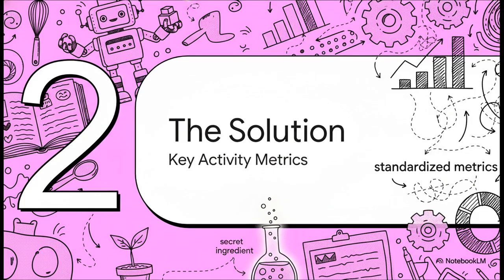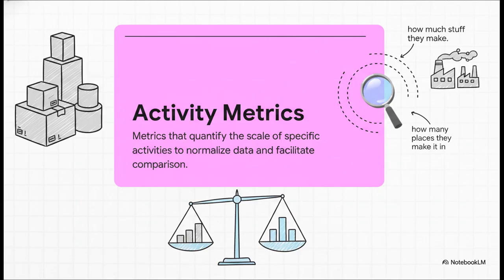Okay, so how does this recipe book help us compare our huge toy company to that little startup? Well, the secret ingredient, if you will, is something called activity metrics. Activity metrics are, honestly, beautifully simple. They're just numbers that measure the scale of a business, like how much stuff they actually make or how many places they make it in. Their entire purpose is to let us normalize data, and that is the key to a fair comparison.